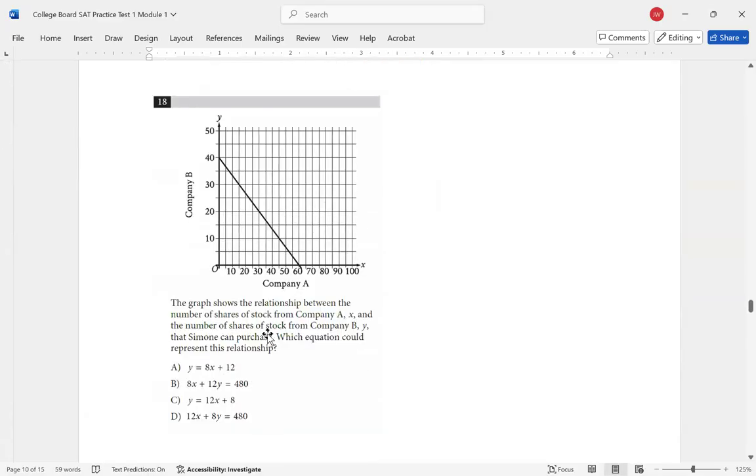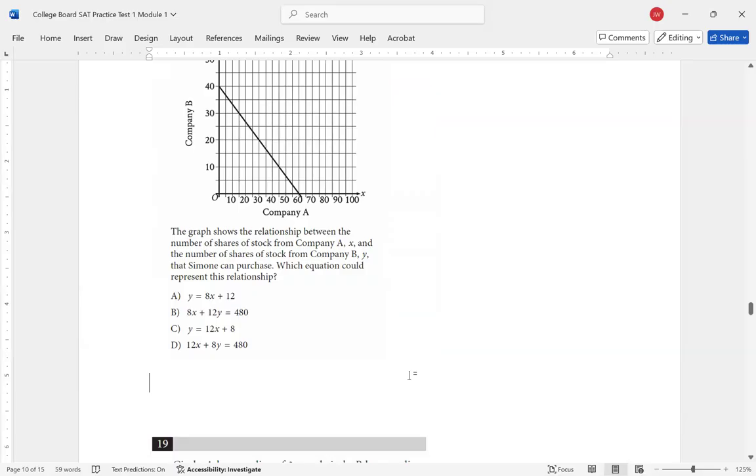Let's take a look at problem 18. The graph shows the relationship between the number of shares of stock from company A, which we label as X, and the number of shares of stock from company B, which we label as Y, that Simone can purchase. Which equation could represent this relationship? Now, there's a number of different ways to go about this. We're trying to find the equation of this line.